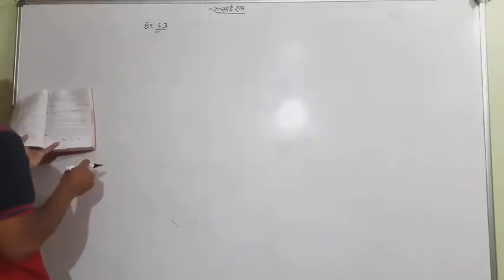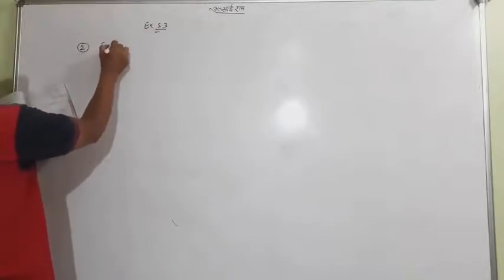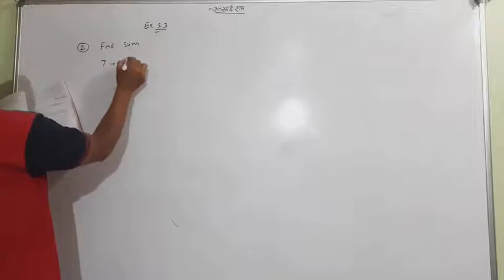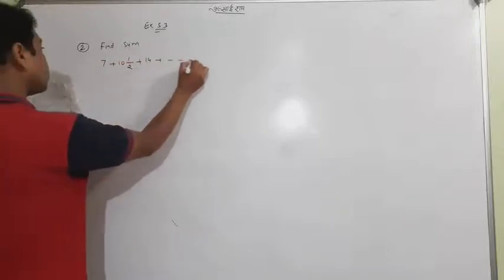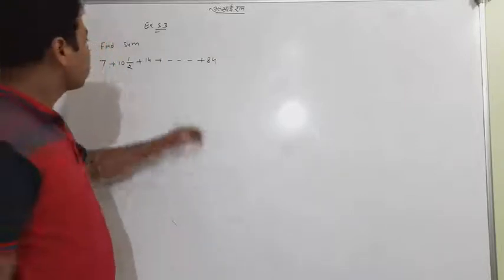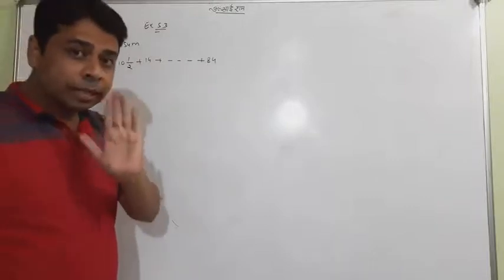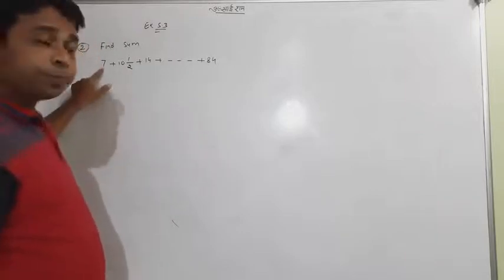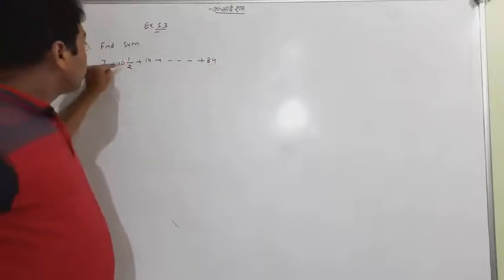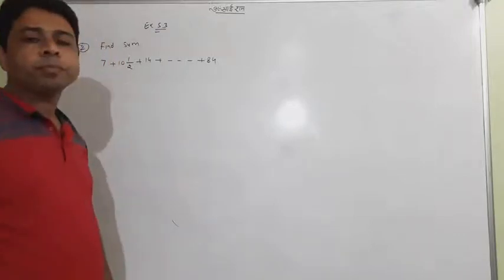Suppose you are told here, question number 2, I'm telling you: find the sum, and the question is 7 plus 10 and a half plus 14 plus up to 84. This question is nothing hard, but there is one important thing hiding here. This is an AP and we want to find the sum of the AP. The thing which you can see is that this is the first term and this is also the last term, and we do not have the number of terms, and without the number of terms you cannot find the sum.